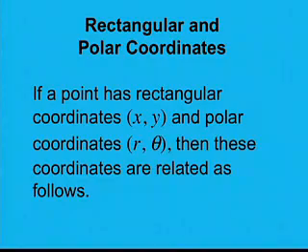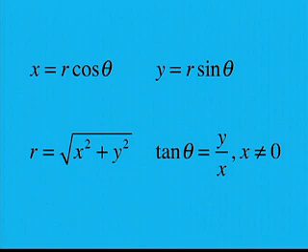We'll begin by defining the relationship between rectangular and polar coordinates. If a point has rectangular coordinates x, y, and polar coordinates r, theta, then these coordinates are related as follows. x is equal to r cosine theta, and y is equal to r sine theta. r is equal to the square root of x squared plus y squared, and tangent of theta is equal to y over x, where x is not equal to 0.